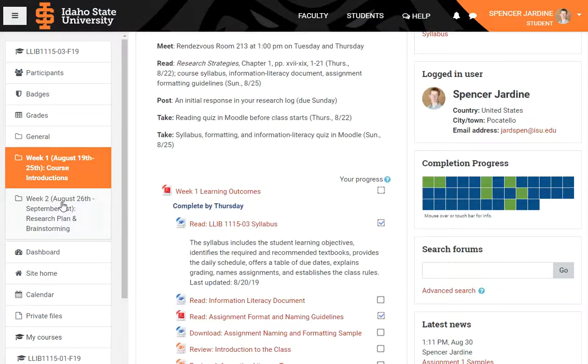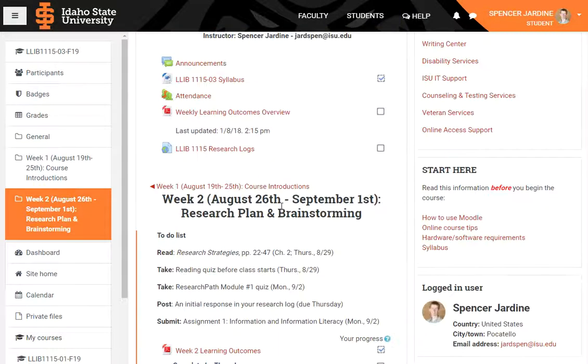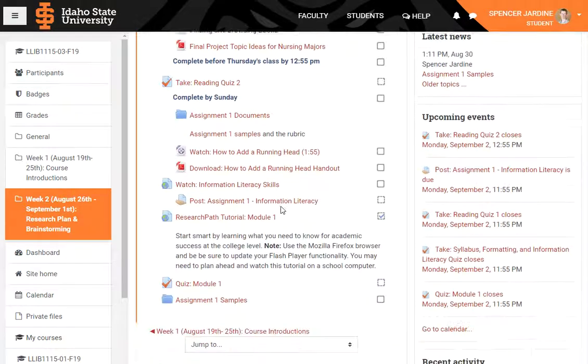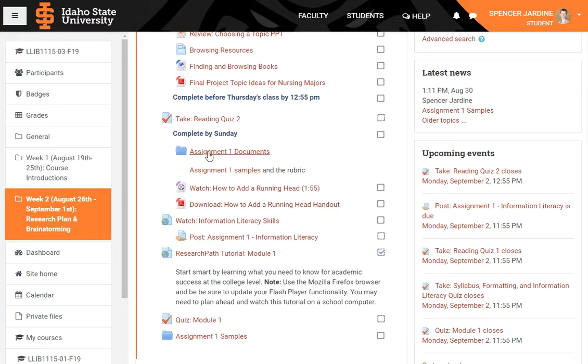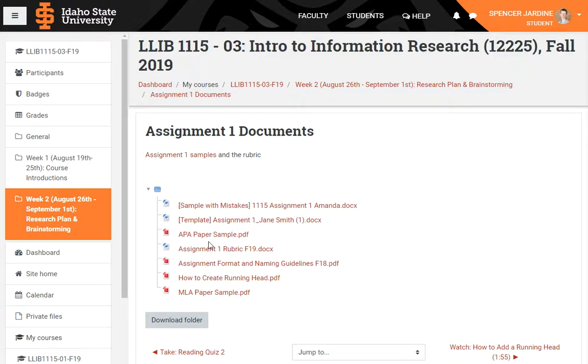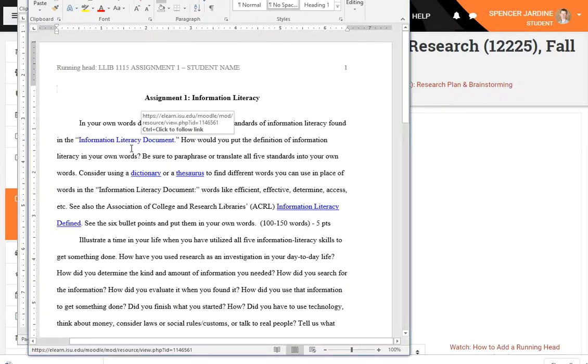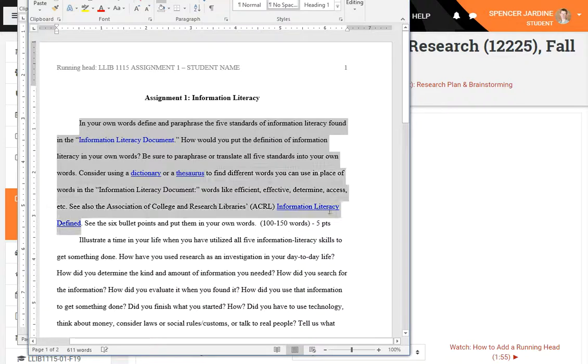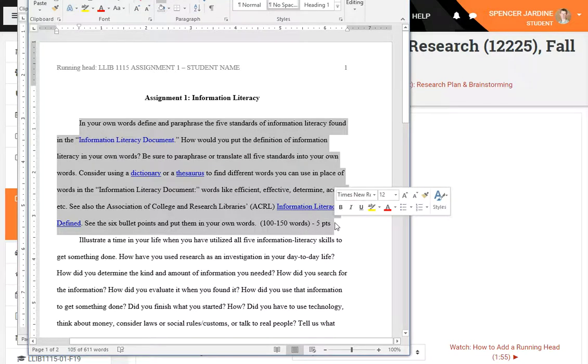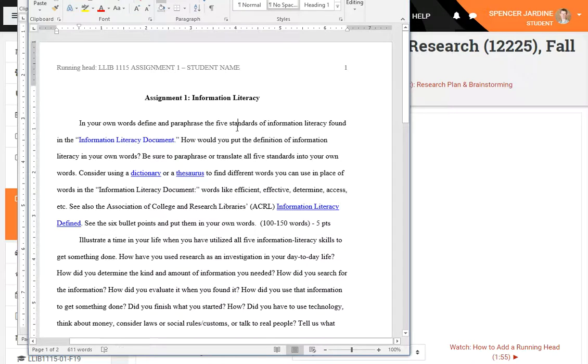If you look at week 2, we've got some resources. Down here, we've got the assignment 1 documents. In here, you've got the rubric. The rubric is where it explains in written format what you need to do for this assignment. So, like I was telling you, you need to paraphrase the 5 standards of information literacy found in the document. You can use a dictionary or a thesaurus to help you think of synonyms and different ways of saying things.